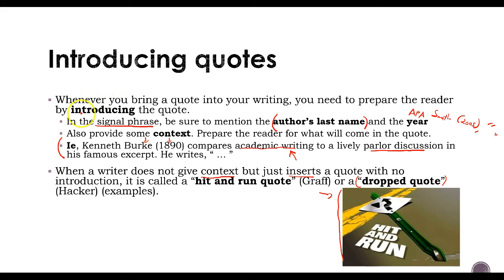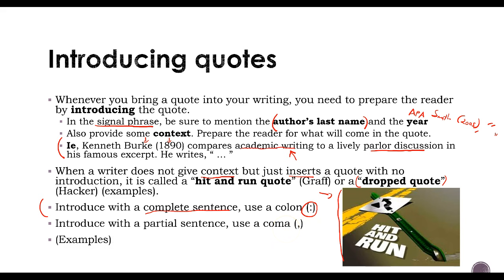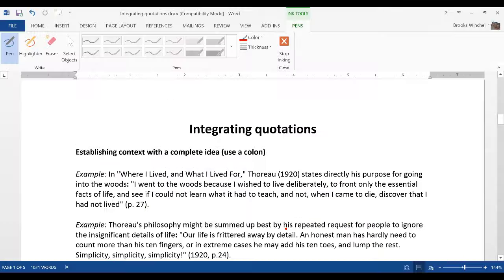So that's why you want to make sure you integrate your quotes well. But there are also a couple other considerations that you should have while you're introducing quotes. So here are some technicalities of introducing quotes. When you introduce a quote with a complete sentence, we talked about sentences before, you use a colon. And when you introduce a quote with a partial sentence, you use a comma. So let's take a look at a couple other examples of that.